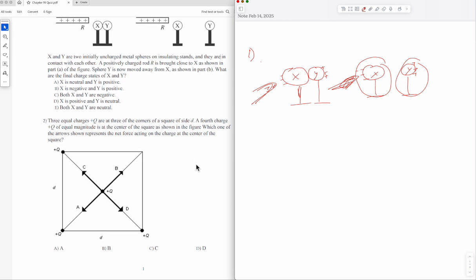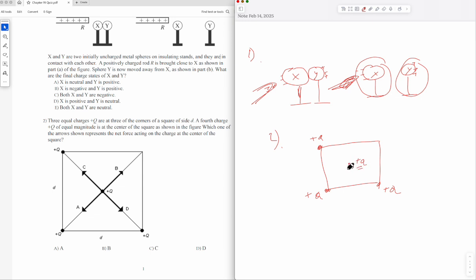All right, second one. The second one is three charges on a square. So this is a square surface. You have a positive charge Q here, and a positive Q here. And in the middle, you put another positive charge. It asks for the net force acting on this charge, the direction of the net force.